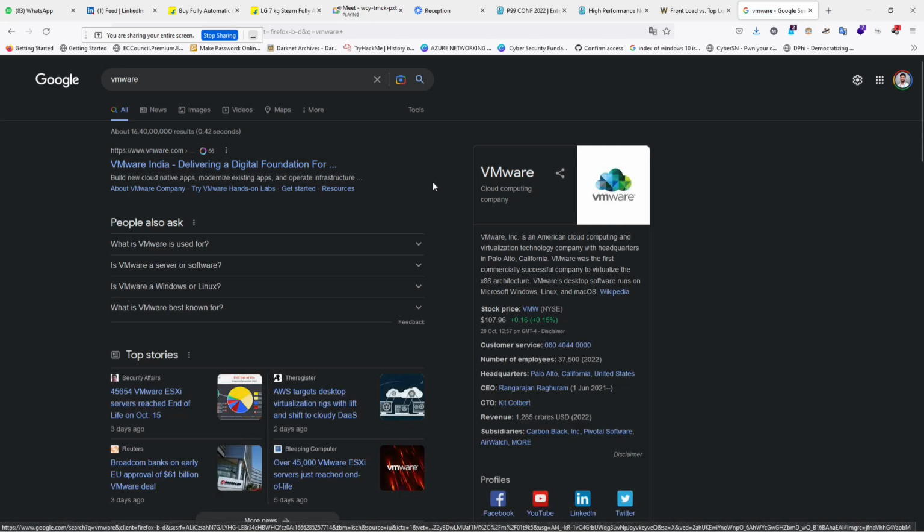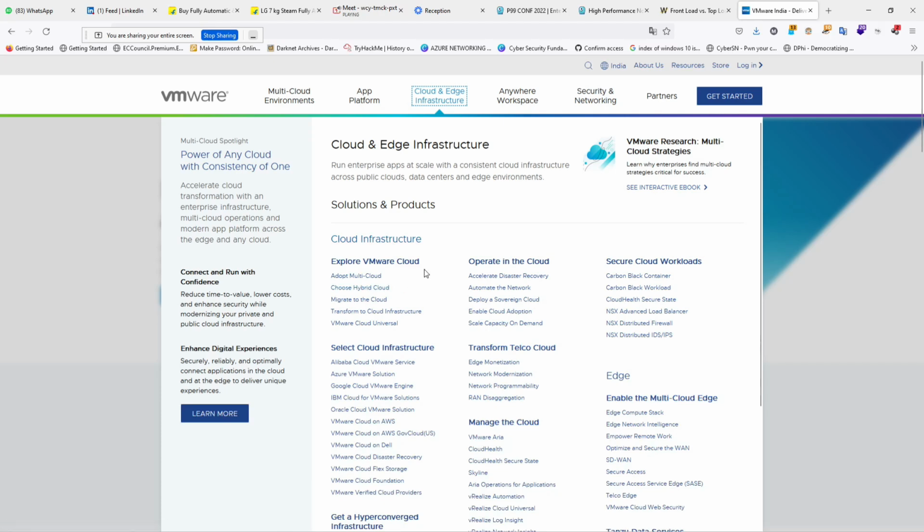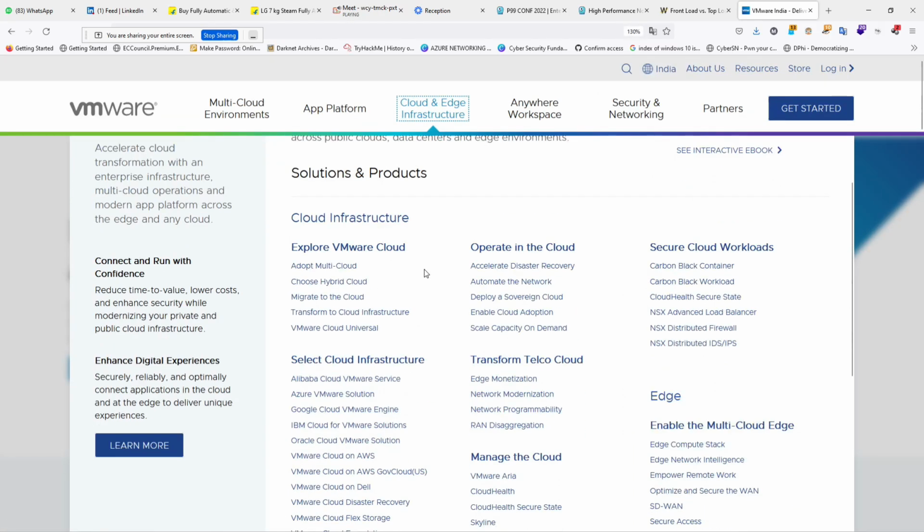So VMware is a big company based in virtualization. They are the backend infrastructure on premises. For any multi-cloud environment, cloud and infrastructure, we have different offerings. So it's an infrastructure providing company. It provides you the infrastructure platform part.